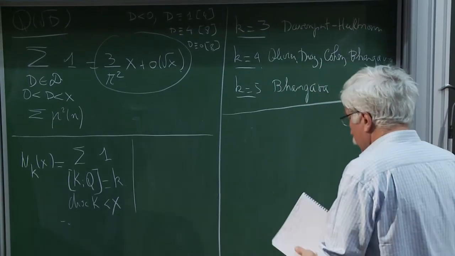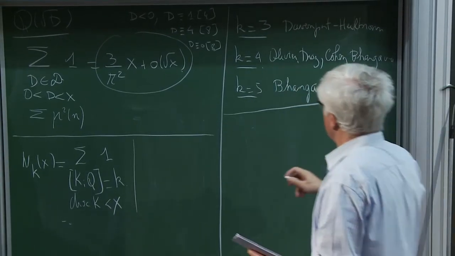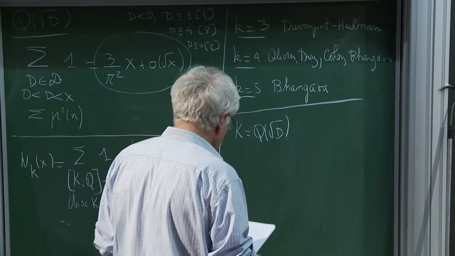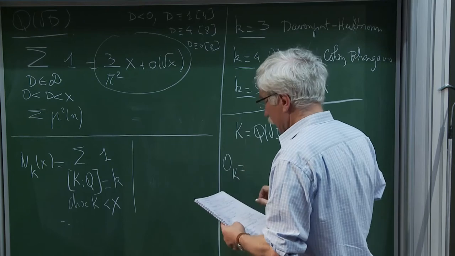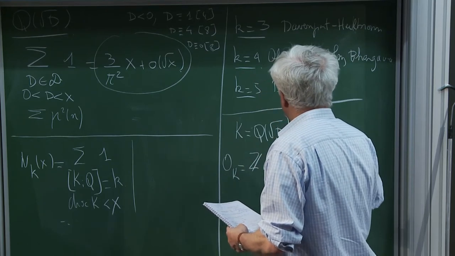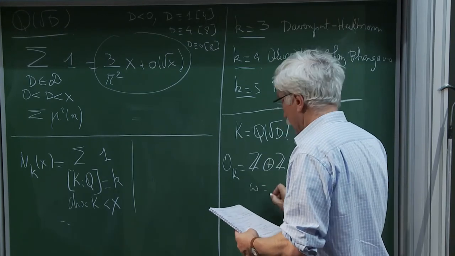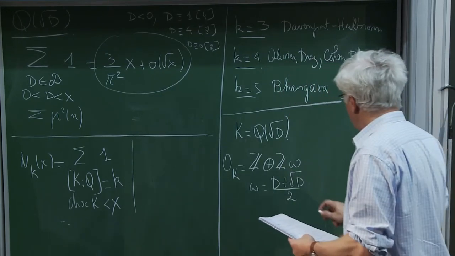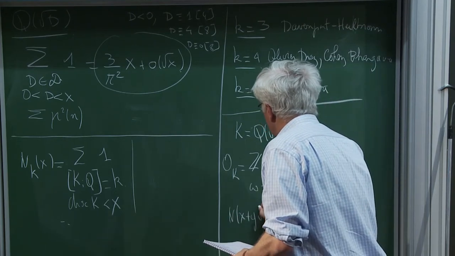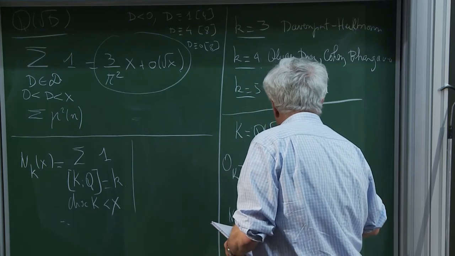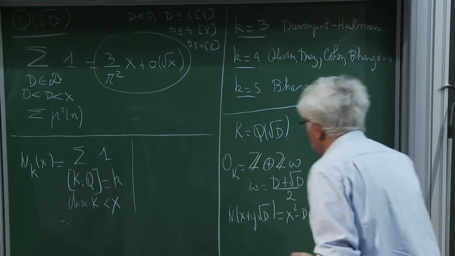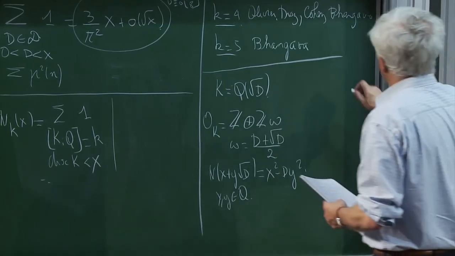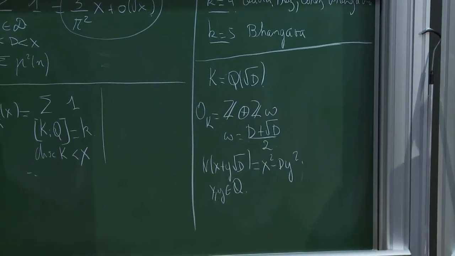So I continue, when k is Q of square root of d. So I recall some fundamental facts. In the ring of integers, you have an easy formula, which is Z with Z omega, where omega is d plus square root of d divided by 2. Of course, you have the norm of an element x plus y omega. Okay, and so here we have to put x and y in Q, and already it becomes a difference. So of course we will speak about that.